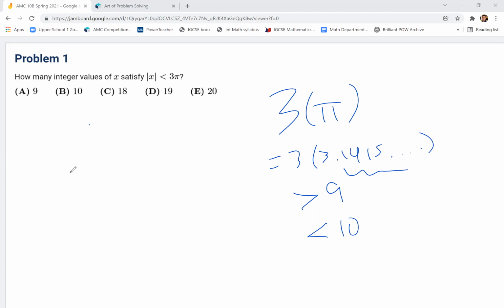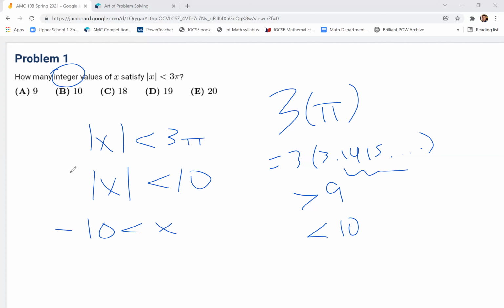So when finding absolute value of x less than 3 pi, we can essentially say it's absolute value of x is less than 10, right? We can think of it like that. Because remember, we're only considering integer values of x. So since 3 pi is less than 10, it'll work. Another way you can think about this is to say negative 10 is less than x is less than 10, right? And then we just have to figure out how many integers that's going to be.